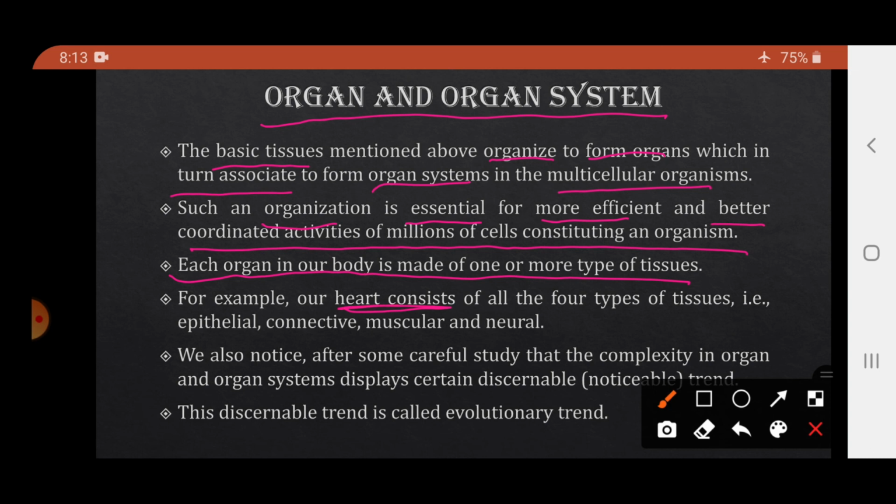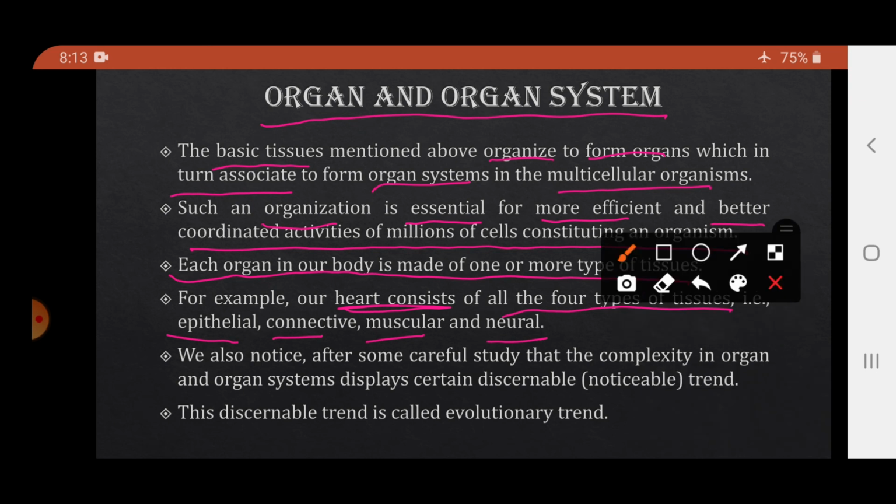जो 4 basic tissues हैं वो सब उसमें present हैं. It consists of all 4 types of the tissues: epithelial, connective, muscular and neural. Heart is made up of all the 4 types of the tissues: epithelial, connective, muscular and neural. We also notice after some careful study that complexity in organ and organ system displays certain discernible trend.